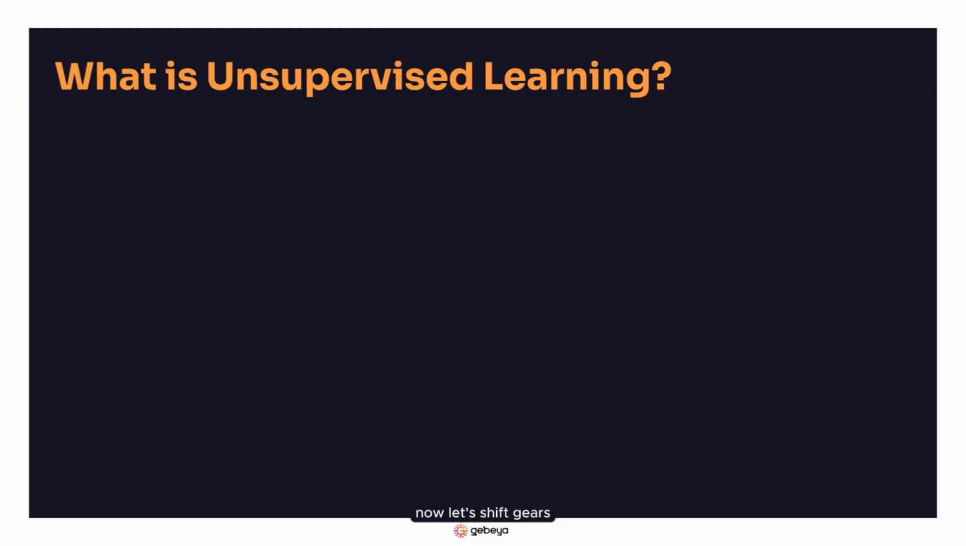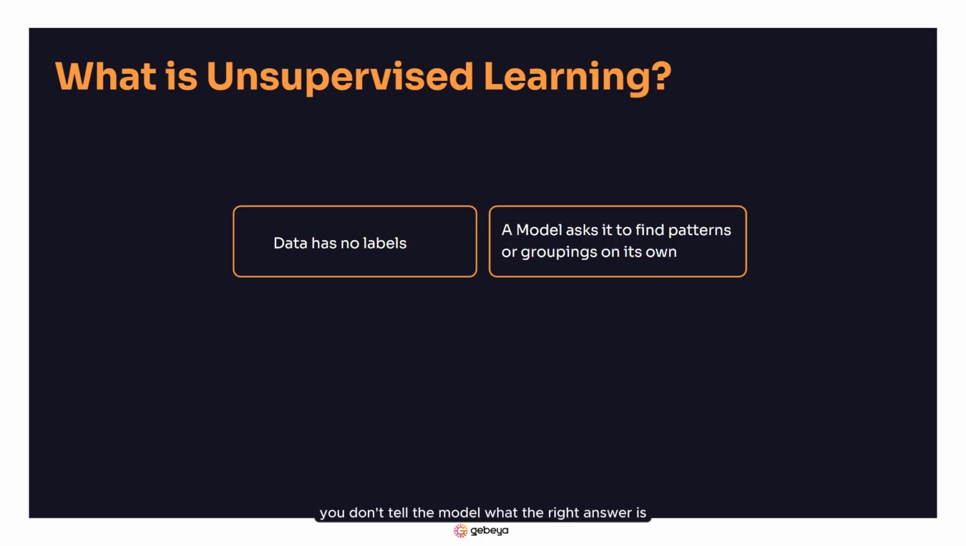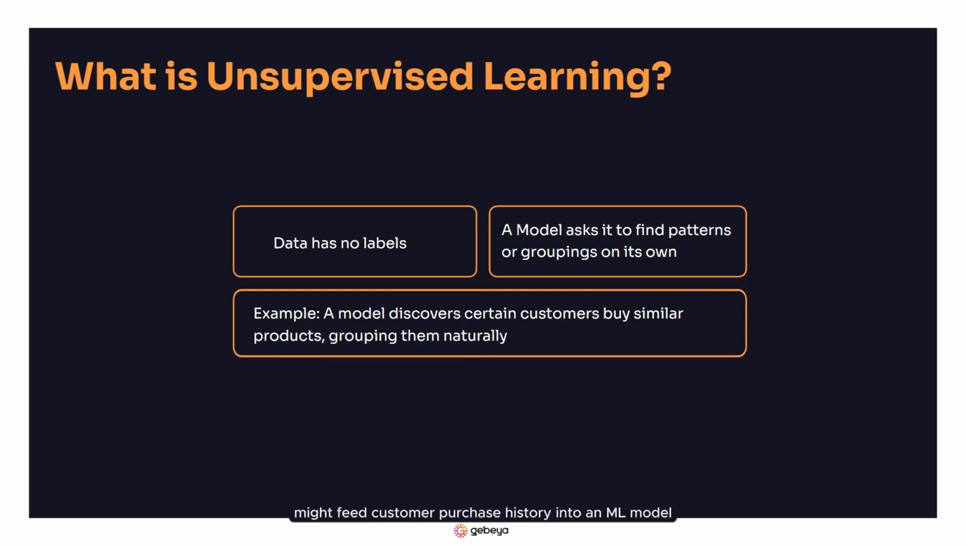Now let's shift gears. In unsupervised learning, your data has no labels. You don't tell the model what the right answer is. Instead, you ask it to find patterns or groupings on its own. It's like giving a student a stack of books with no categories written on them, and asking them to sort them in a way that makes sense. For example, a business might feed customer purchase history into an ML model without specifying any categories. The model might discover that certain customers tend to buy similar products, grouping them naturally.